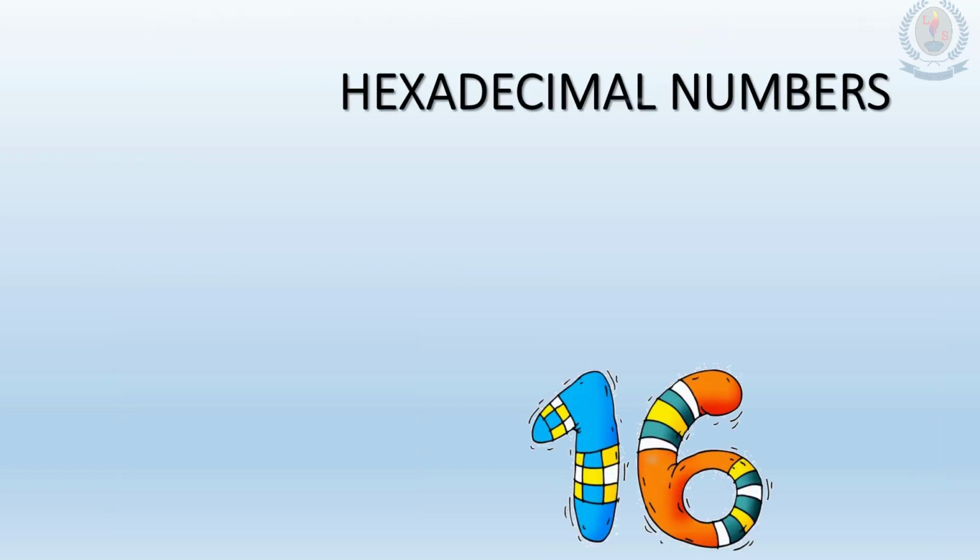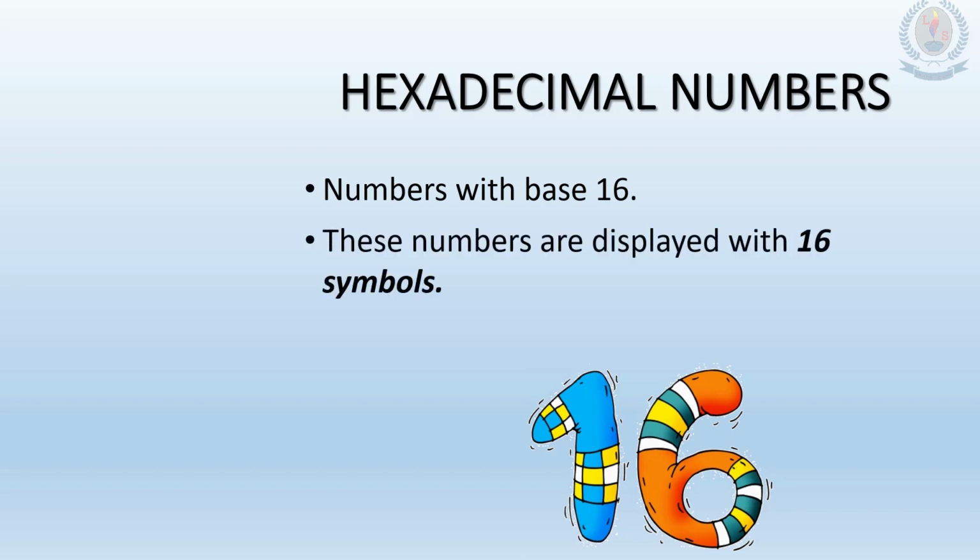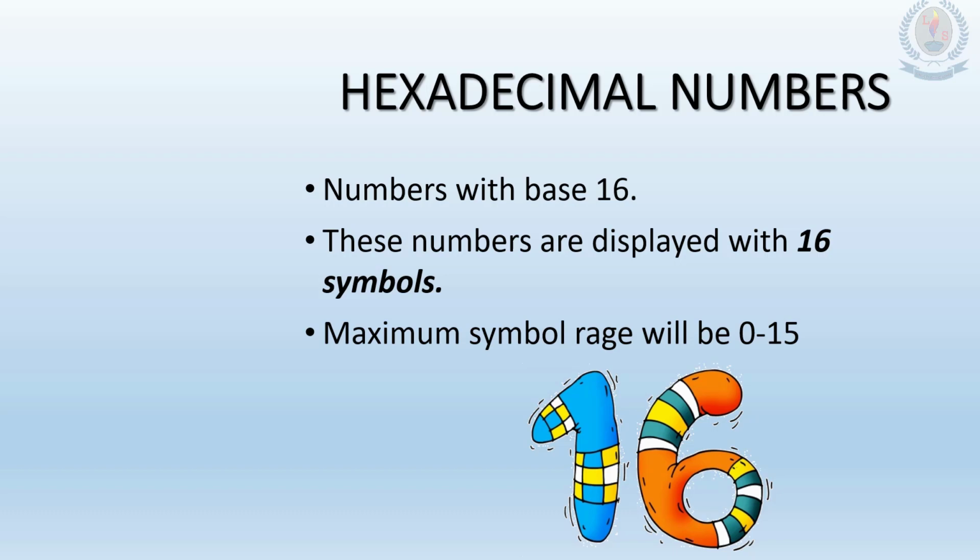And we are going to learn about the hexadecimal number system. Base is 16. That means you have 16 numbers in this number system. All the other numbers are combinations of these 16 numbers. Maximum symbol value will be 15. That means starting from 0 to 15 you have 16 numbers.